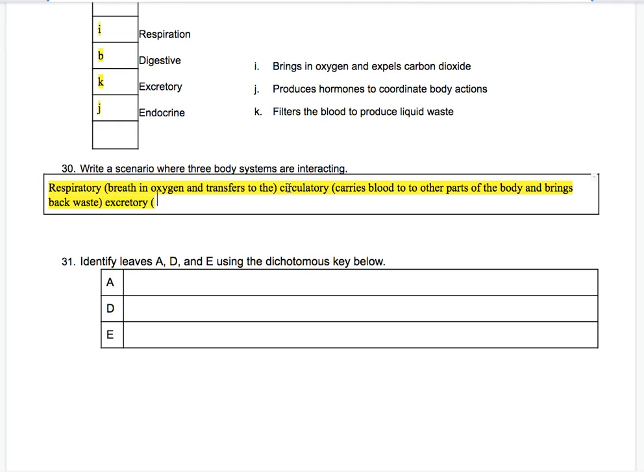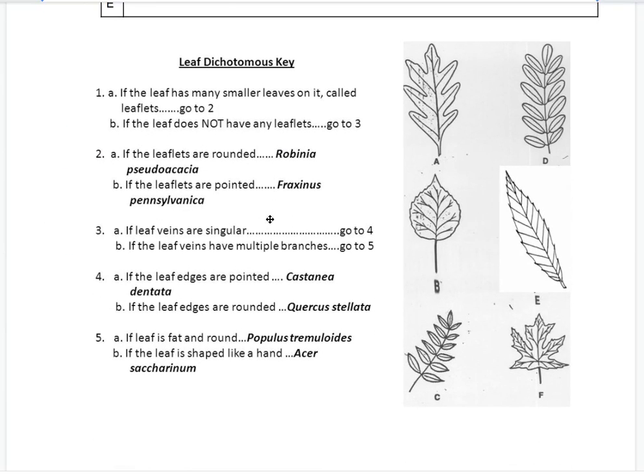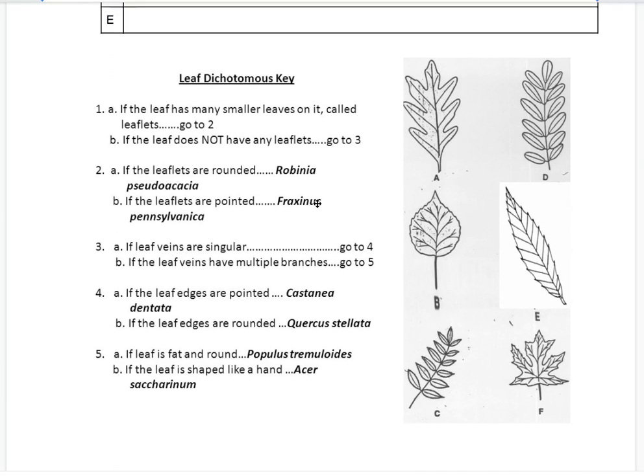The excretory system is then going to remove that waste. And that waste can either be the carbon dioxide, it could be urine, it could be sweat, it could be anything. But that's usually my three favorite body systems interacting with each other. Number 31, we're given some leaves and a dichotomous key, and we're going to use this to help us identify the scientific names for these organisms.